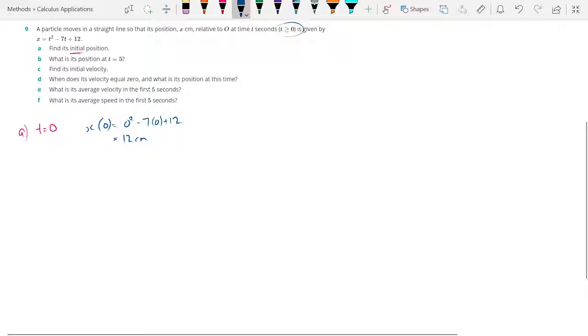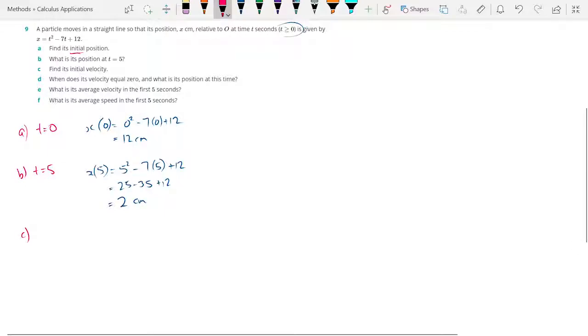The second question says where is it at t equals 5, so we do the same thing, we're just subbing in 5 for t. So x at 5 would equal 5 squared minus 7 lots of 5 plus 12, which gives us 25 minus 35 is negative 10, plus 12 gives us 2 centimeters.